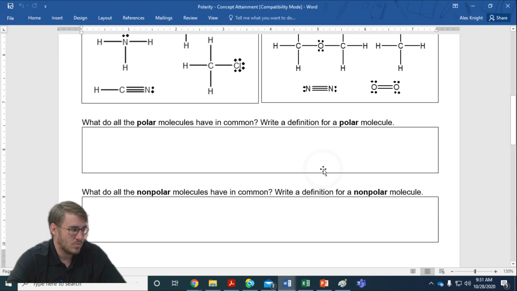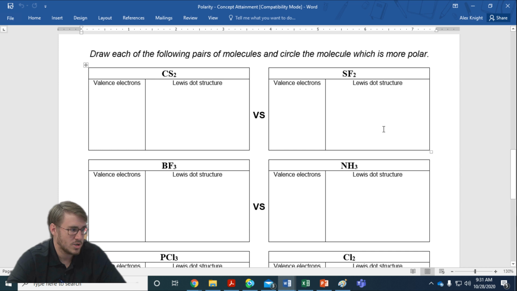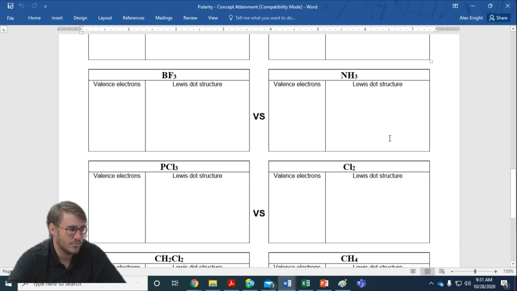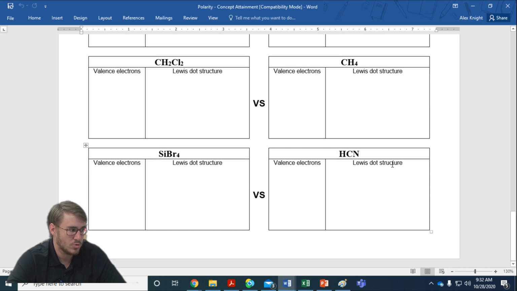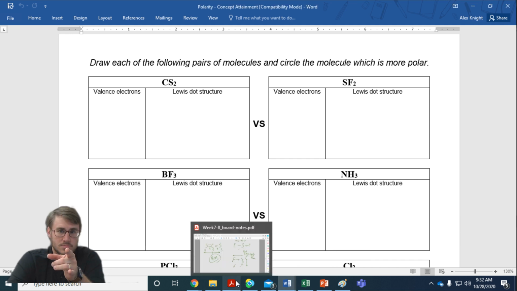Then the back of that worksheet asks you to predict, draw a Lewis dot structure, and then predict which one you think is polar versus nonpolar. You circle the polar one. I want you to pause now and go complete that first, the Lewis dot structures, and then I'm going to go through the key for those. And then if you have questions, please post those questions to this video. Anyway, pause now because I'm about to go over the key.